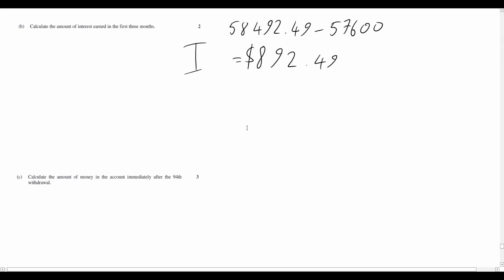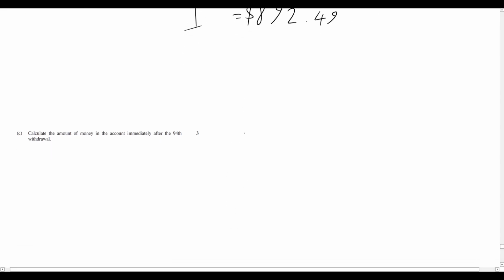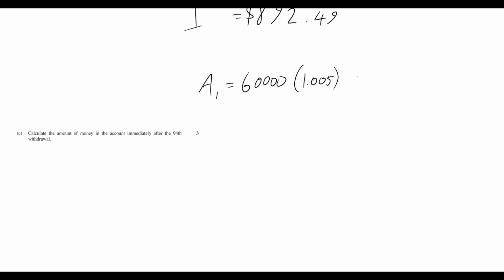That would take far too long to do. So what I propose we do instead is start looking at the patterns emerging from the other values that we've already seen. We can rewrite A1 simply as 60,000 times 1.005 minus 800. Okay, that's pretty straightforward.